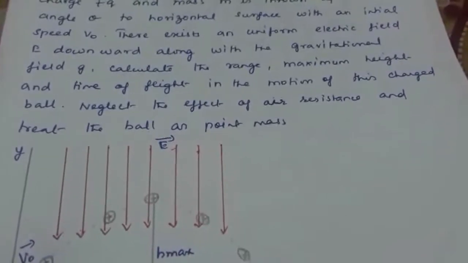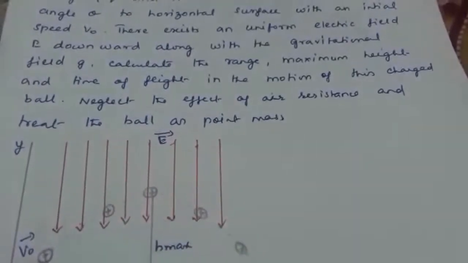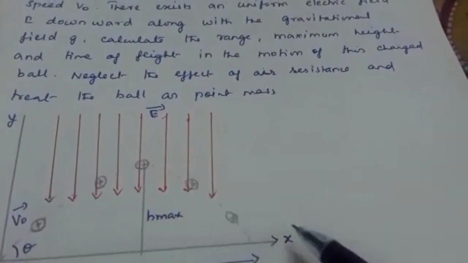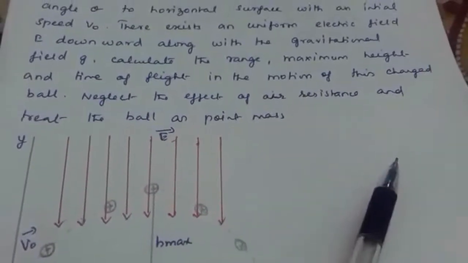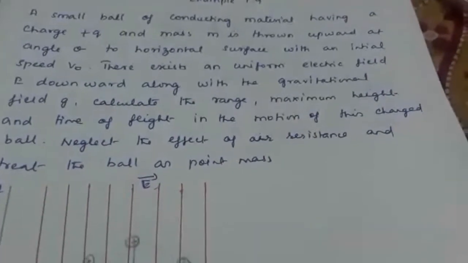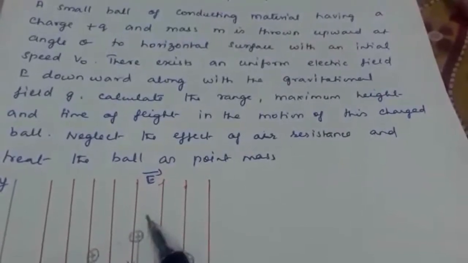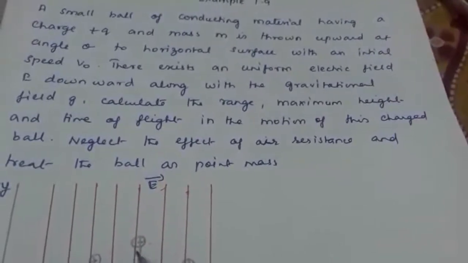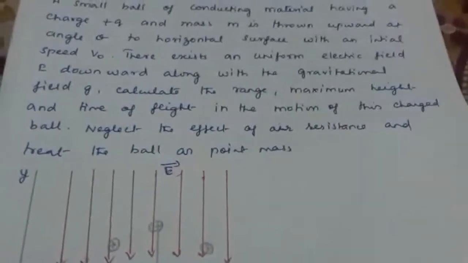Now, in the 11th standard you have learned this is a projectile motion. When a ball is thrown or projected like this, it will fall to the ground at a particular distance. So it will experience a downward gravitational force. Now, according to this problem, this ball is a charged ball. So, in addition to the gravitational field, it experiences an electric field.